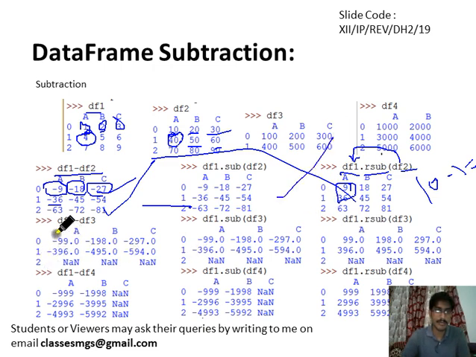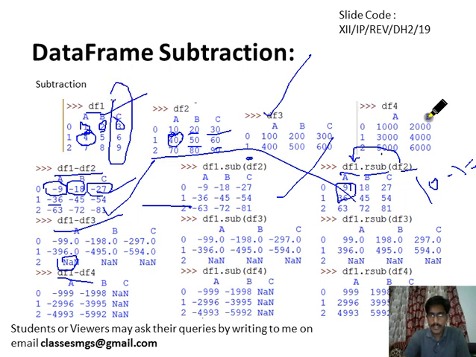Other things will remain very similar. df1 minus df3, both the data frames are not compatible, because one row is missing, so all the corresponding values will be NaN. Similarly, if you subtract df1 minus df4, df1 has the C column but df4 doesn't have the C column, so the entire column values will be NaN. This way you can do subtraction.